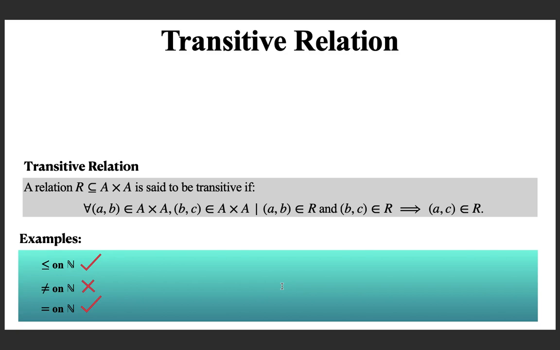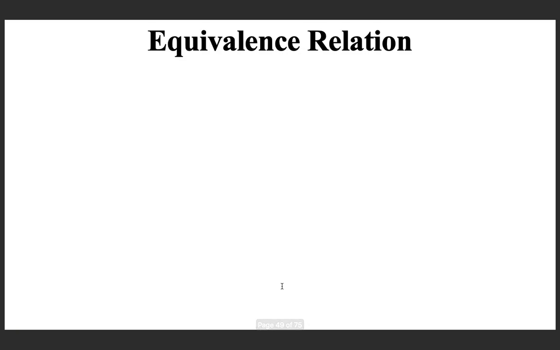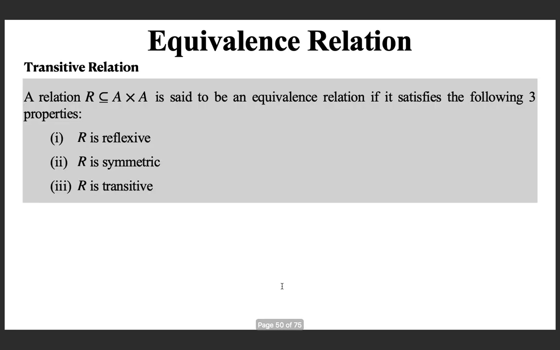So, I hope you are getting what a transitive relation is, and now we have enough information for us to define an equivalence relation, which is defined as a binary relation which is reflexive, symmetric and transitive. If a binary relation is reflexive, symmetric and transitive, then that relation is called an equivalence relation, which has some nice properties.